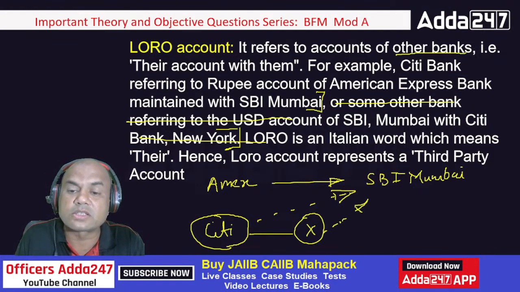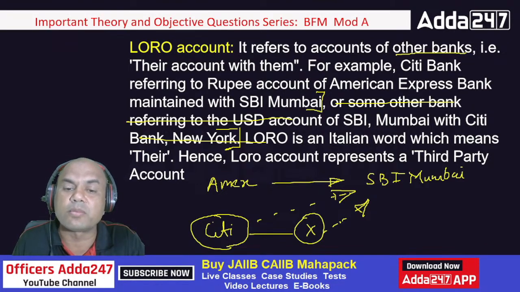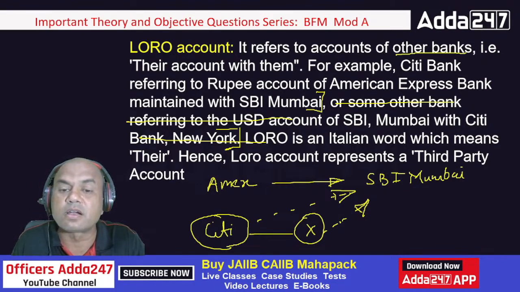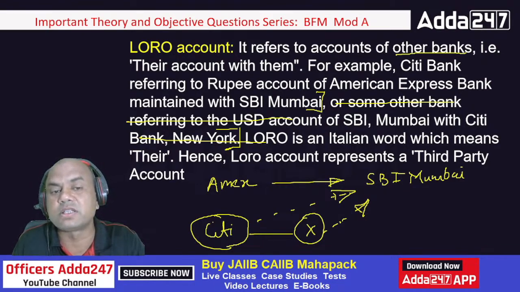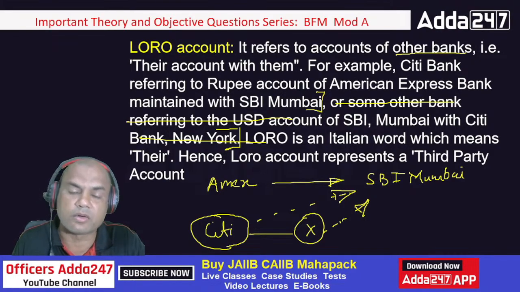So this is known as Loro. In Loro, what happens here? Citibank is telling me. Are we involved anywhere over here? No. We don't have an account with American Express, and we don't have an account with SBI Mumbai either. So it is a third party account system we are mentioning. Their account with them. Loro is an Italian word which means their. Hence Loro represents a third party account.